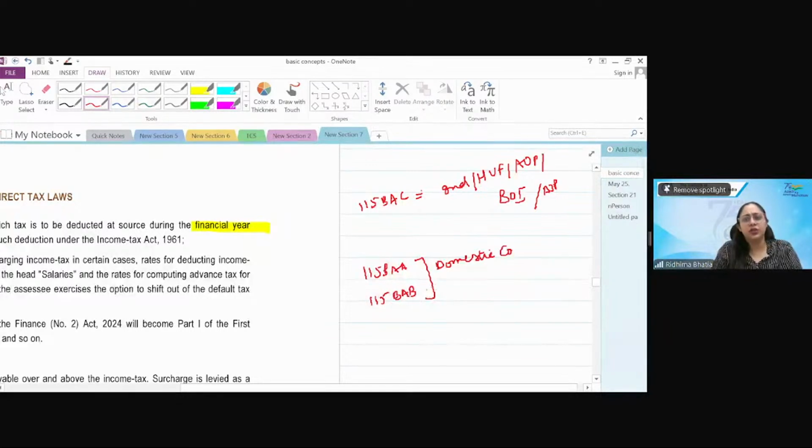And one is new manufacturing company. Okay. Now there is one more BAE, which is for cooperative societies. Now, the point here I'm trying to say is these are sections of the Act. These are the sections of the Act. So if you have to follow these schemes, then you have to refer the section which is there in the Act.